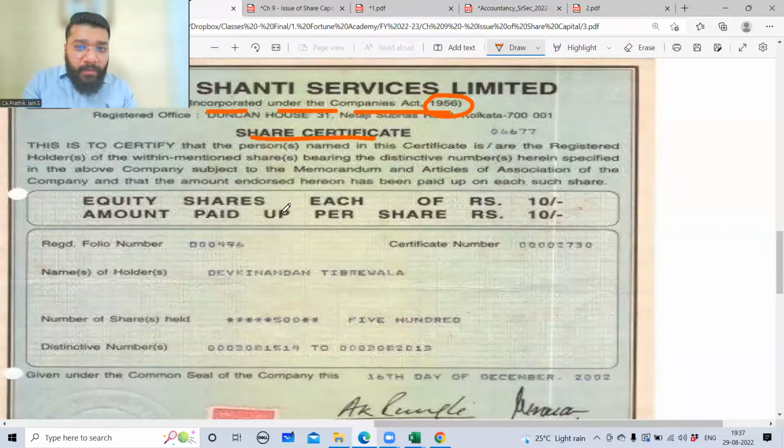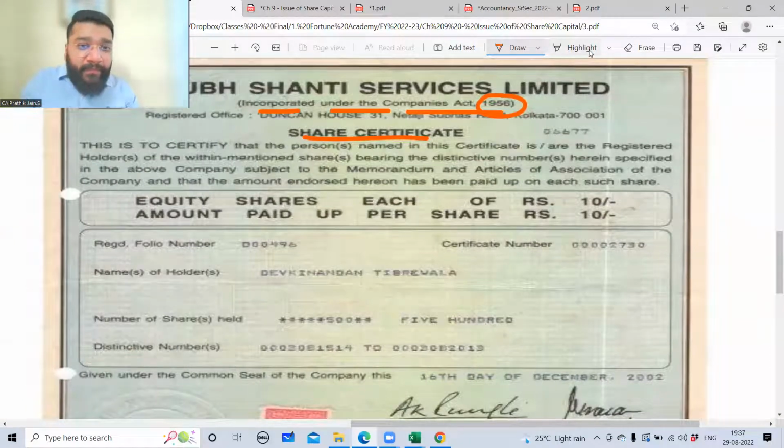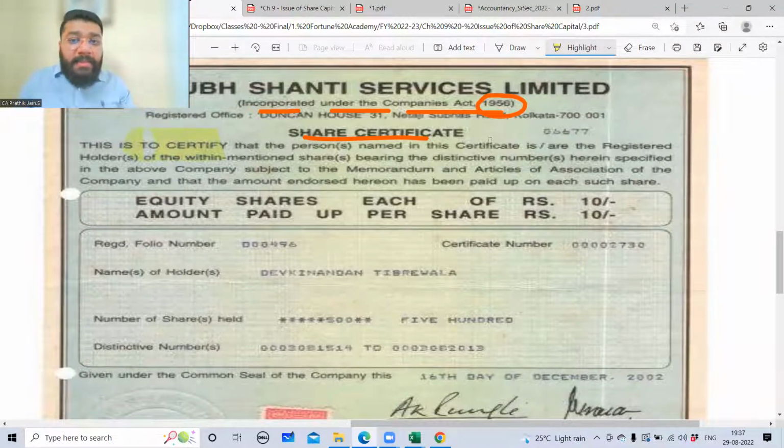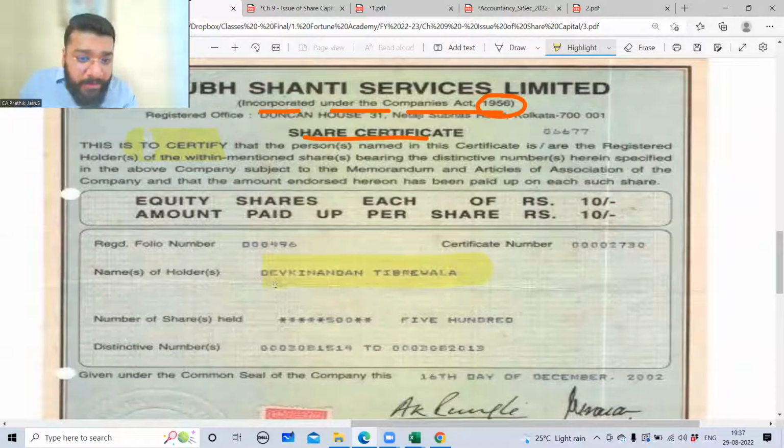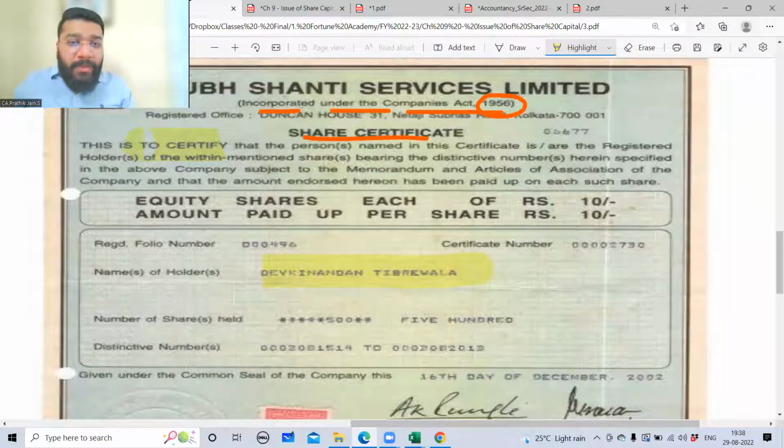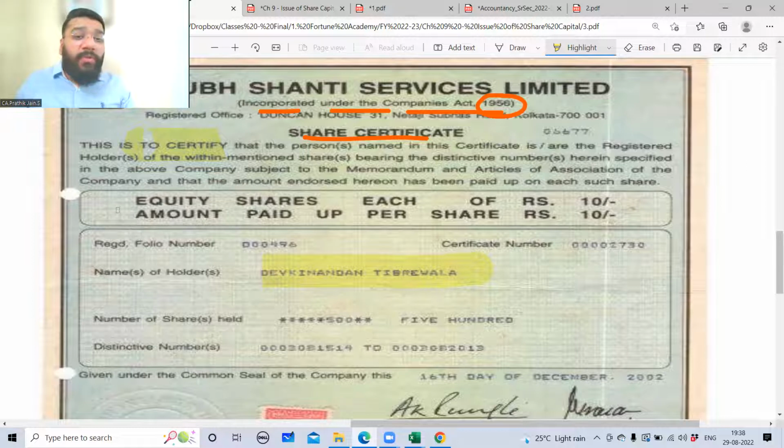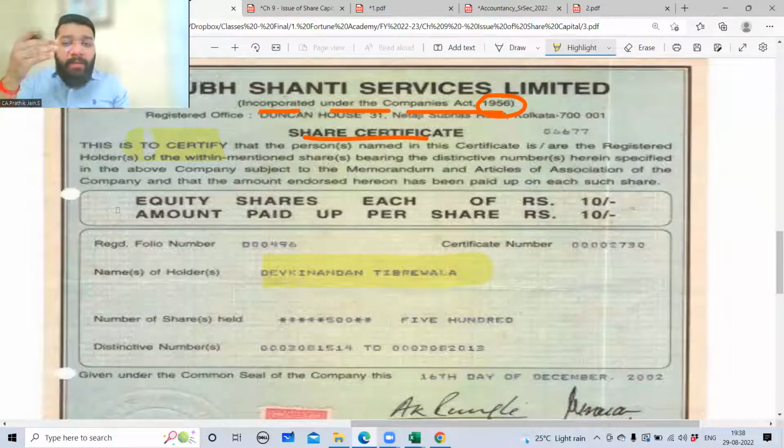Yes, sir. It says that this is to certify that the person named in the certificate, the name of the person is here. What is it? Devi Kandan Tibrewala. So the person who's named in the certificate is the registered holder of so and so distinctive number, like that. Whatever they're supposed to write in the share certificate, with that they've written it.